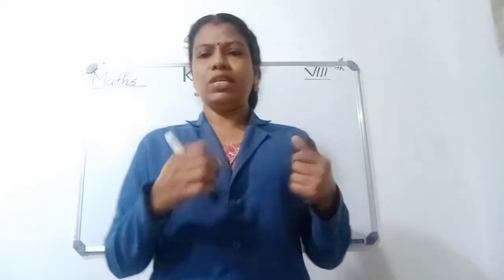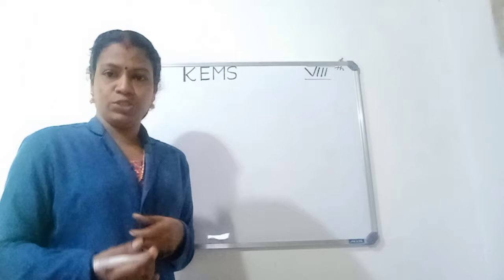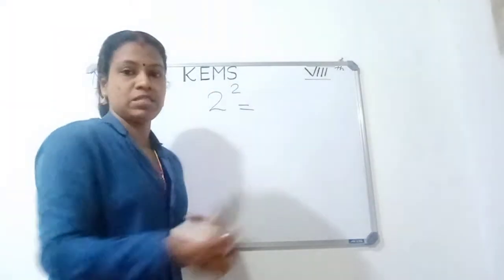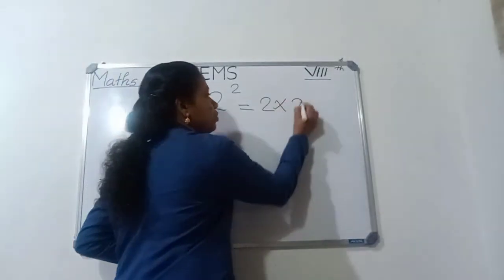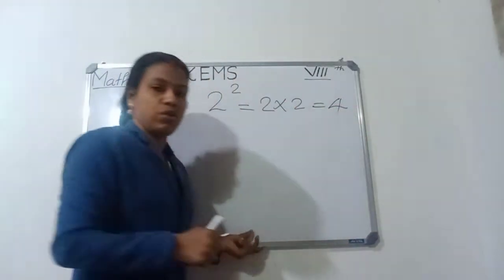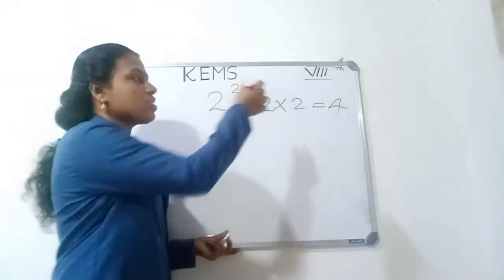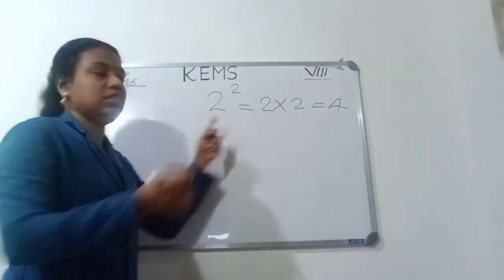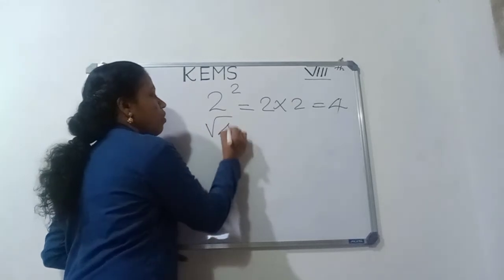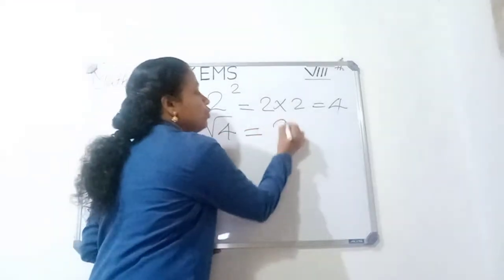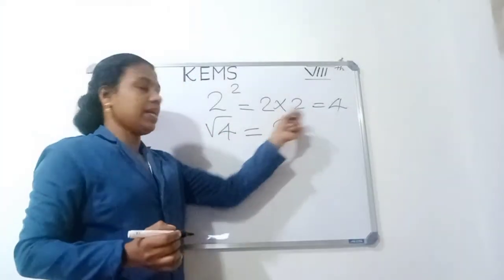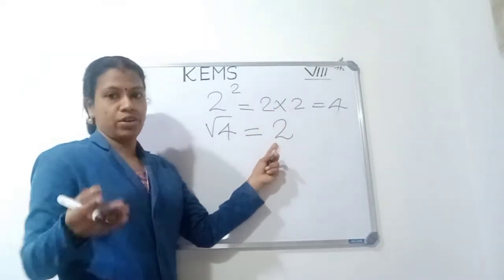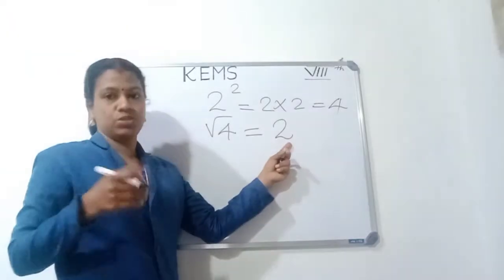Okay. Now listen. What is the square of 2? 2 square equal to 2 times 2. That is 2 into 2 equal to 4. Then what is the square root of 4? Yes, it is the inverse operation of square. So square root of 4 equal to 2. From the pair, we can take one number, that is square root. Square root of 4 equal to 2.